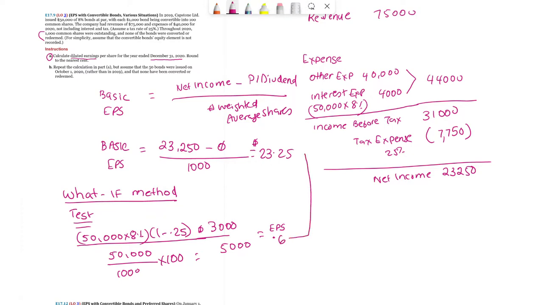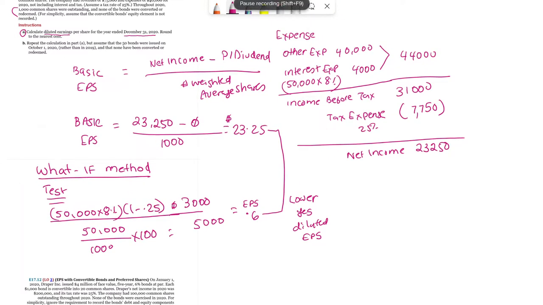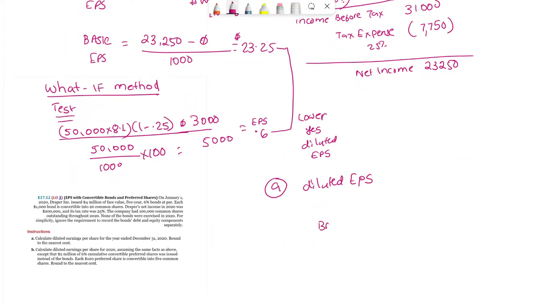We compare to the basic: is this lower? If your answer is yes, then it will be included when you're calculating diluted earning per share. So that's part A. Now we're calculating diluted earning per share. The first thing we start off with is your basic. Your basic does not change, it stays the same, and that is 23,250 divided by your 1,000. What did we get?